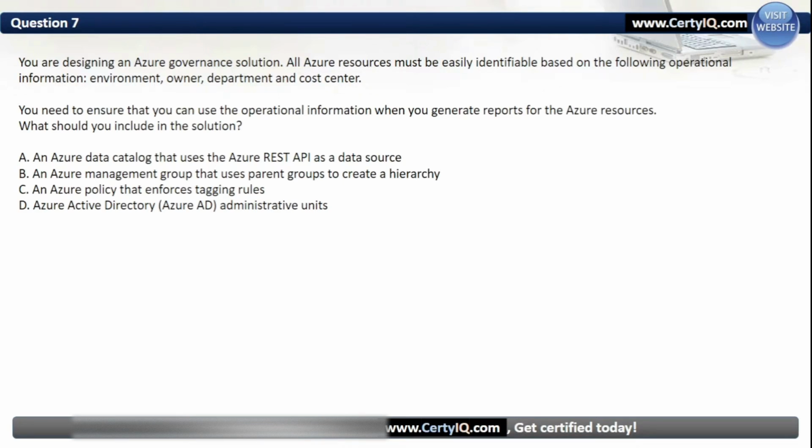Our options are A. An Azure Data Catalog that uses the Azure REST API as a data source, B. An Azure management group that uses parent groups to create a hierarchy, C. An Azure Policy that enforces tagging rules, or D. Azure AD administrative units. The correct option is C. An Azure Policy that enforces tagging rules.